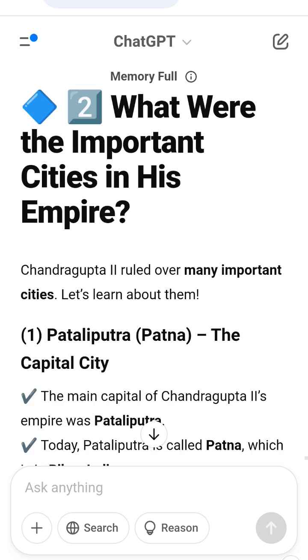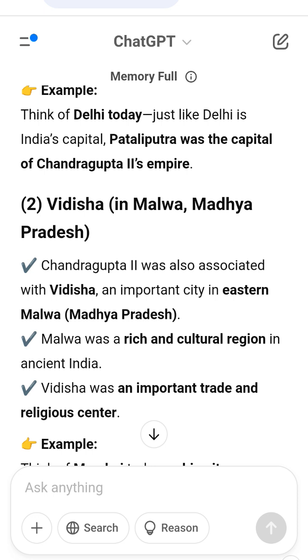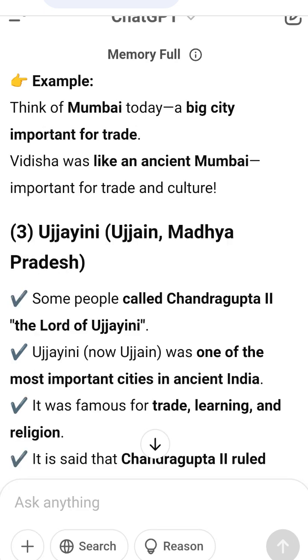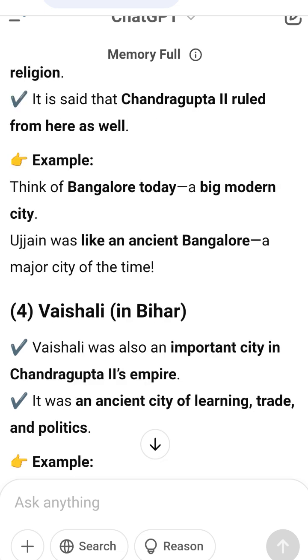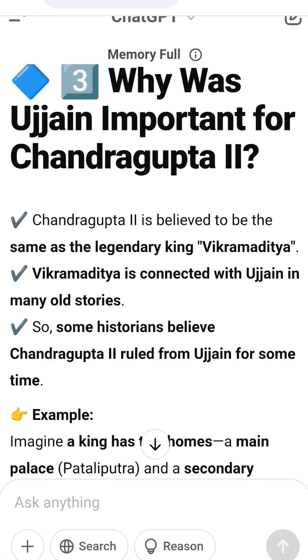3. Chhatra, umbrella-type coin. These coins show an umbrella above the king. Umbrella symbolizes protection and divine power. Example, think of a VIP car with security. The umbrella showed the king was special and protected. 4. Lion Slayer-type coin. These coins show the king killing a lion. It represents bravery and the king's ability to defeat enemies. Example, think of a wrestler winning a championship belt. This coin proved Chandragupta II was a great warrior.